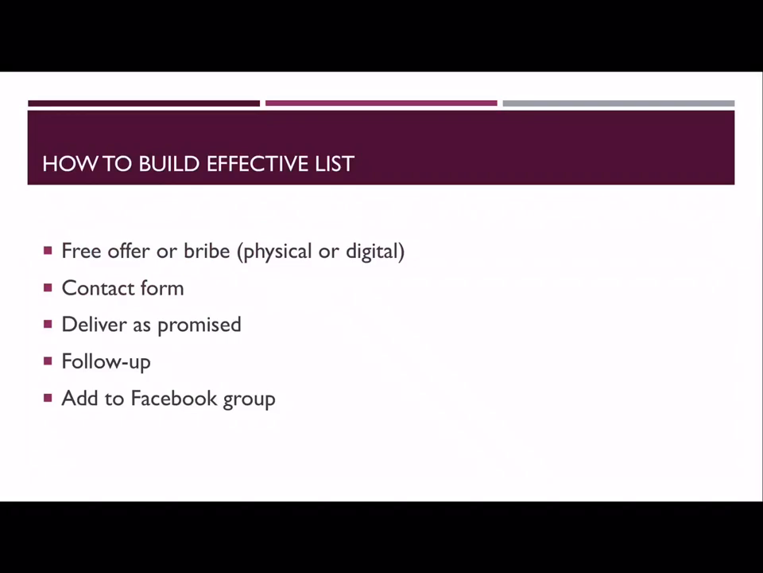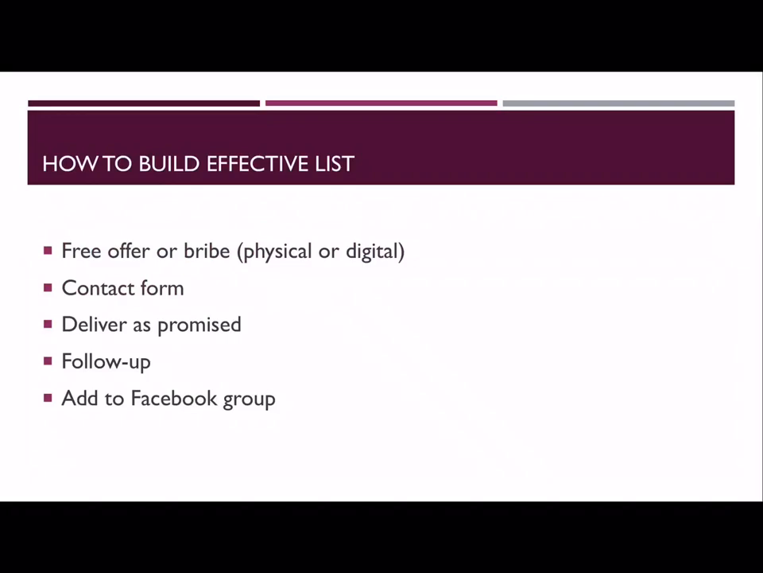The first step is you want to have a free offer or a bribe. Now, this can be either physical or it can be digital. So, if you are in the services industry, you can create something such as an ebook, an audio file, you can create a checklist, a calendar, whatever is going to be relevant to your target market.